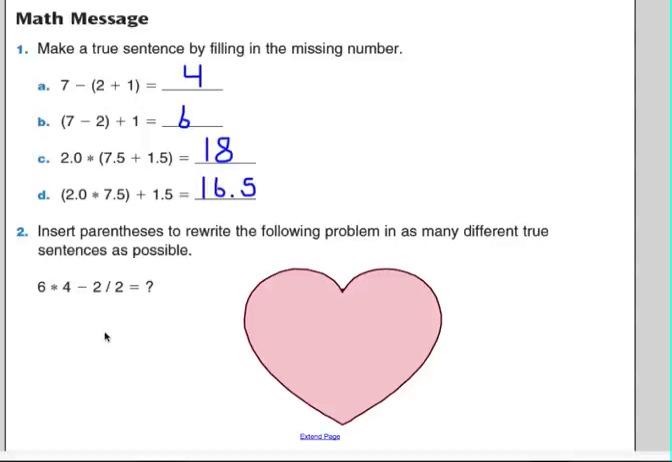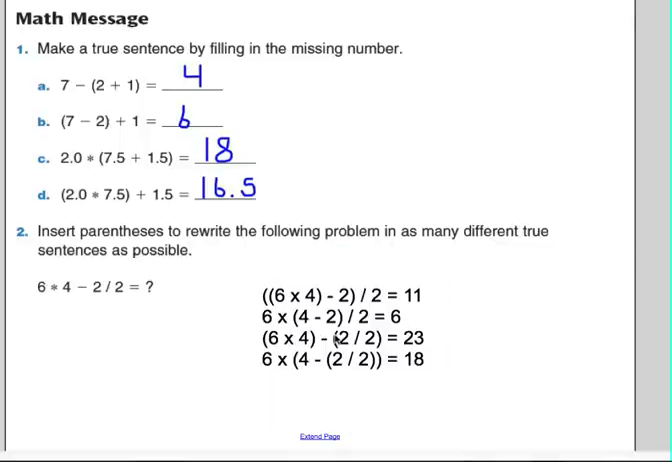Okay, and number 2, you were asked to insert parentheses to rewrite the following problem in as many different true sentences as possible. Here we have a problem. There are no parentheses. It's sort of ambiguous because it has more than one possible meaning. So in order to be very clear about what we mean, parentheses need to be used. I came up with these 4 possibilities. Okay, check your work with any of these sentences and see if you found the same ones.